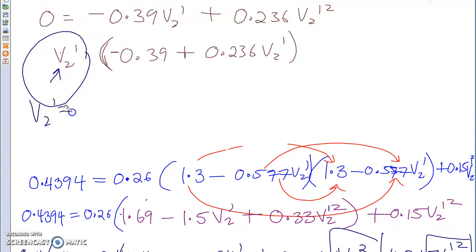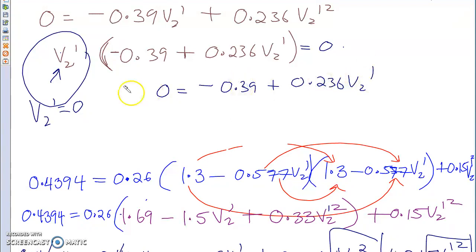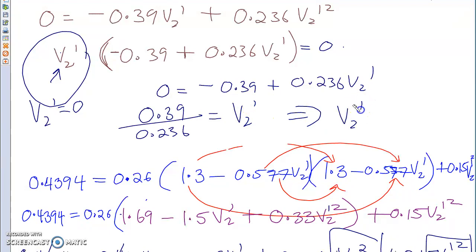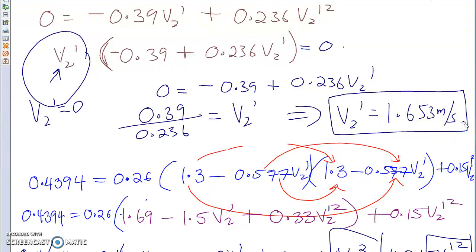So first V2 prime equals 0. Then what we do is we equate this part to 0. We equate it to 0; we don't multiply it by 0. And what you end up with is 0 equals negative 0.39 plus 0.236 V2 prime. Bring it over to the other side: 0.39 divided by 0.236 equals V2 prime. So 1.653 meters per second. So there's your V2 prime. Now we haven't solved the equation yet. We are not done yet.